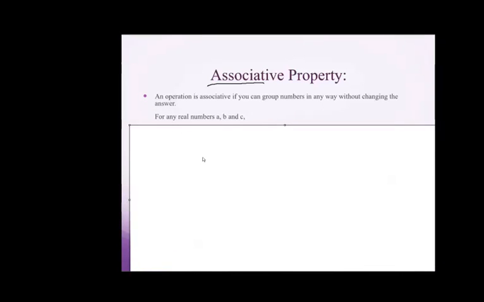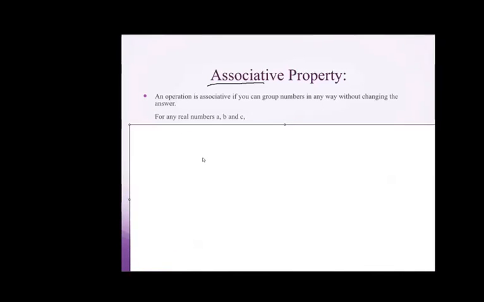The associative property states that an operation is associative if you can group numbers in any way without changing the answers. Think about what the word associate means. Associate means basically to hang out with. So the numbers can hang out with one number one time, and then it can move around and it can hang out with another number the other time. Let's look at an example of what I'm talking about.